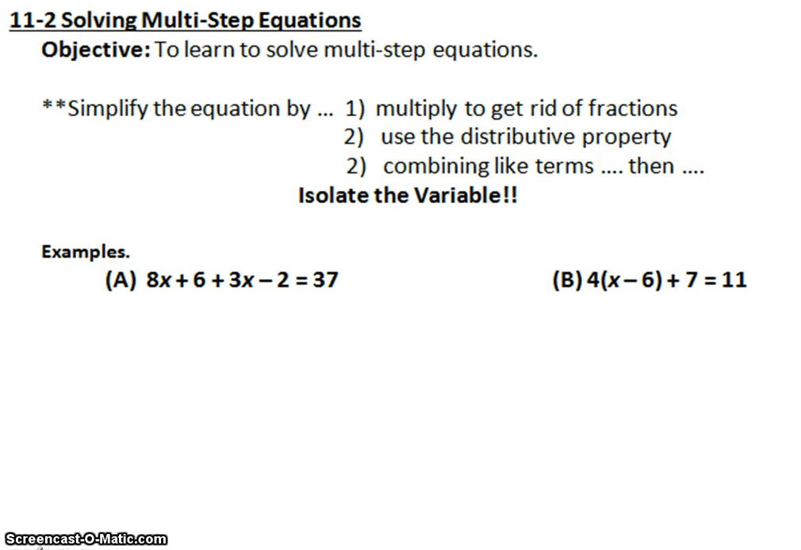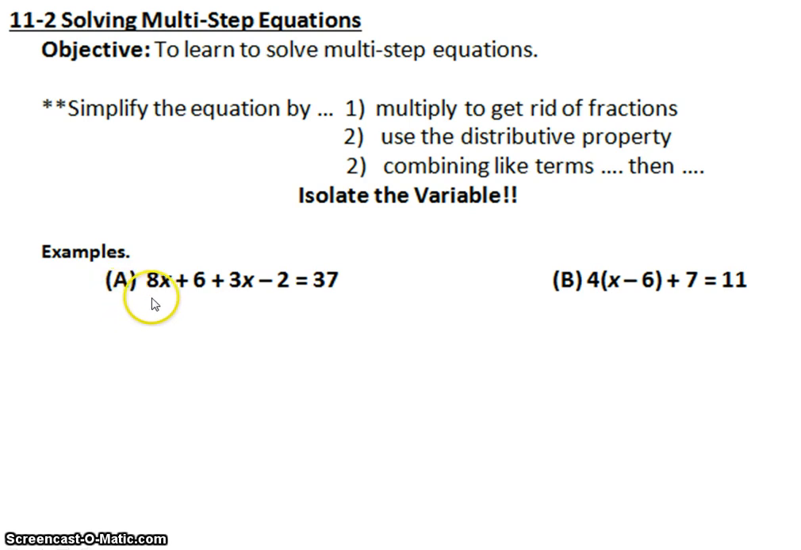Chapter 11, Section 2, Solving Multi-Step Equations. The objective of this lesson is to learn to solve multi-step equations. Simplify the equations by, first, multiplying to get rid of fractions. Number 2, use the distributive property, and number 3, combine like terms. Then, isolate the variable.